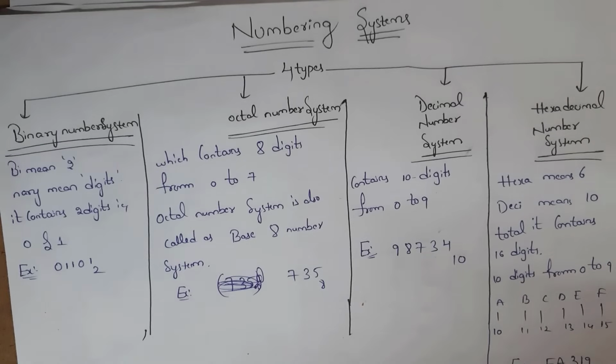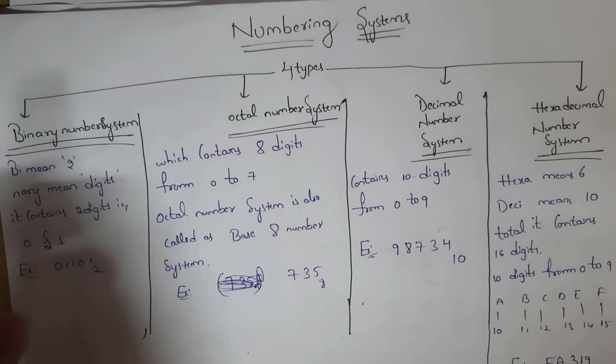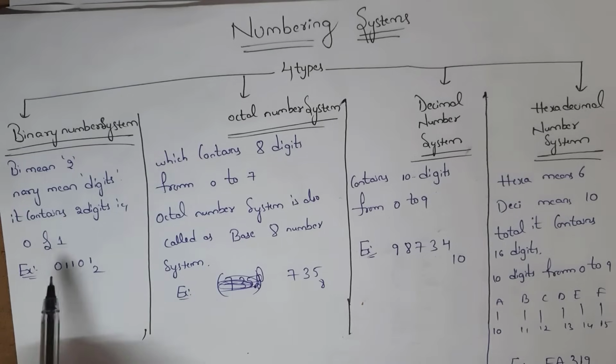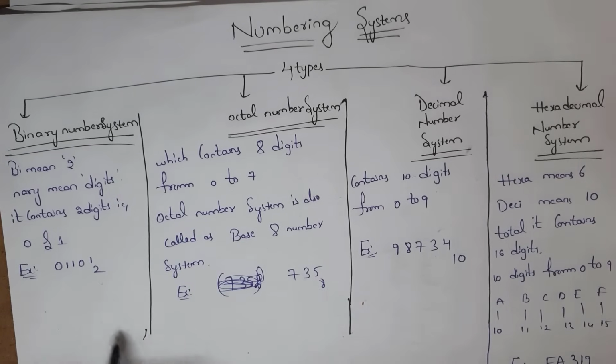At first I will explain what is the binary number system. Bi means 2, nary means digits. The binary number system contains 2 digits. They are 0 and 1. Example, 01101 base 2 is an example of the binary number system. We can also call this binary number system the base 2 number system.